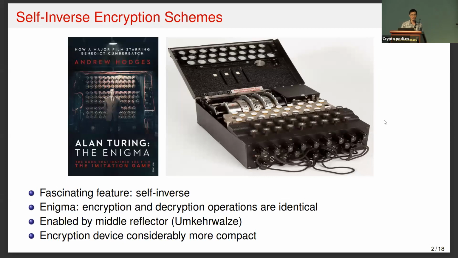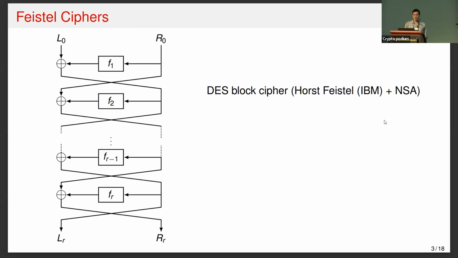Cryptographers have long been fascinated by the self-inverse or semi-self-inverse property of encryption devices. A famous example is the Enigma rotor machine, where the encryption and decryption operations are identical. This is enabled by the middle reflector, which makes the encryption device much more compact. Now, this self-inverse property can actually also be found in modern ciphers.